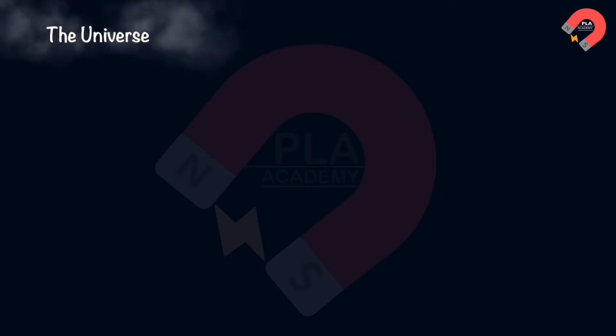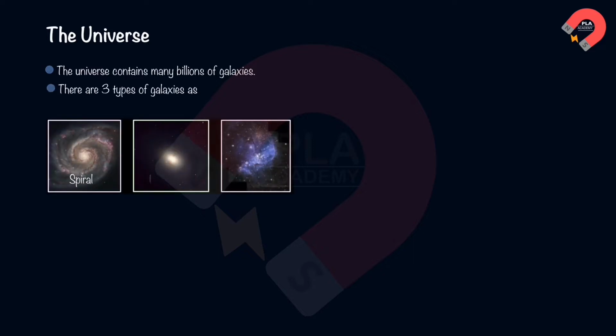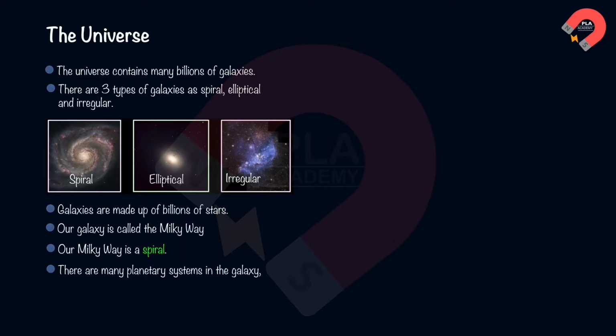The universe. The universe contains many billions of galaxies. There are three types of galaxies: spiral, elliptical and irregular. Galaxies are made up of billions of stars. Our galaxy is called the Milky Way. Our Milky Way is a spiral. There are many planetary systems in the galaxy, with planets orbiting a host star.